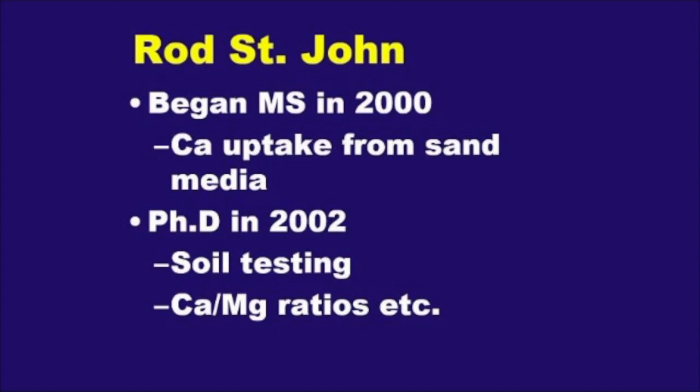So Rod did this, and he stayed on for his PhD in 2002, and there he did more work on the science of soil testing for turf, and he looked at something called calcium-magnesium ratios. This was another big issue. In fact, some of you have probably been told, look, here's your soil test, and your calcium to magnesium ratio is out of whack, and you've got to spend $6,000, $7,000, $8,000 to get it back into whack, okay? Now, do you need to do that or do you not?